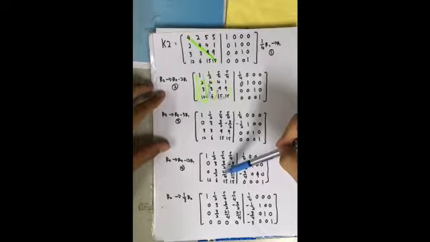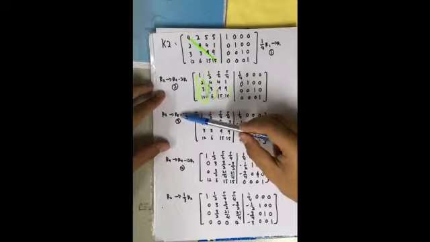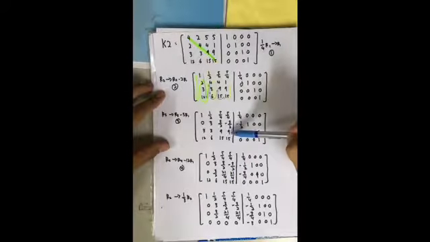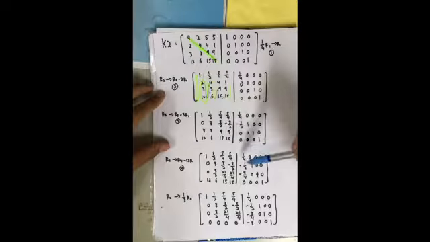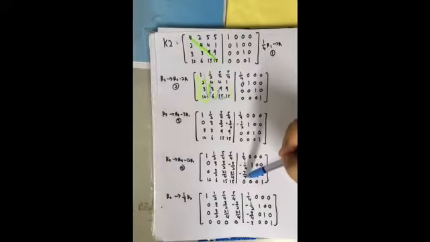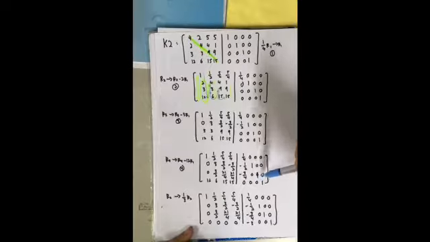We can get 21/4. Okay, next 9 minus 3 times 5/4, also the same, 21/4. And also 0 minus 3 times 1/4 is equal to negative 3/4. And also 0, 1, 0.